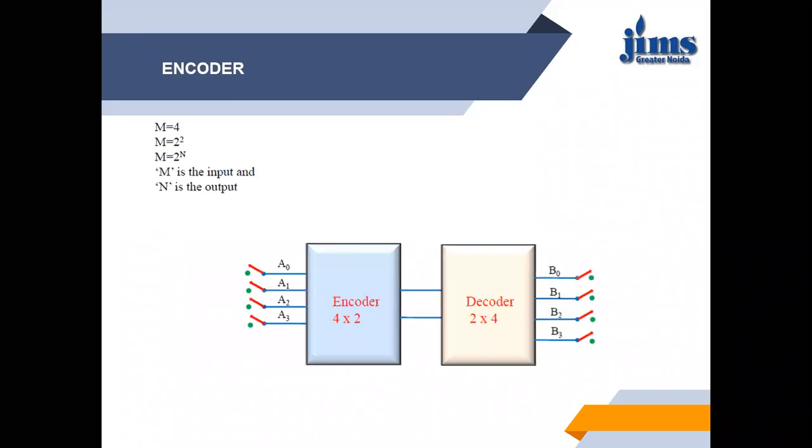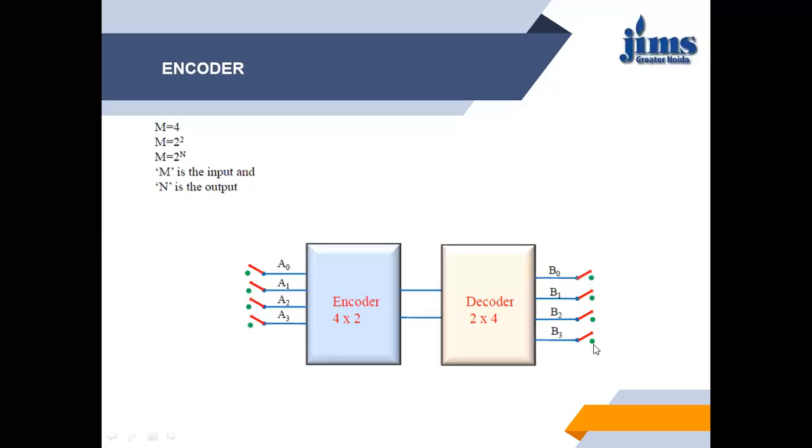Suppose this is an encoder, we have m equals 4, that is 4 inputs, then n will be 2, so the encoder will be 4 to 2. The decoder used in conjunction with the encoder will be of size 2 to 4. So whatever code is produced with the help of the encoder at the time of transmitting a digital signal, the work of the decoder is to decode that particular code and again make it visible on the m output lines.